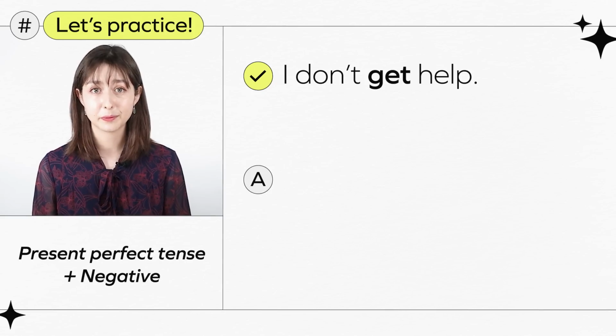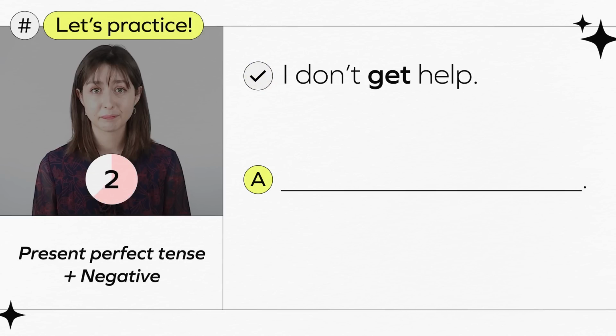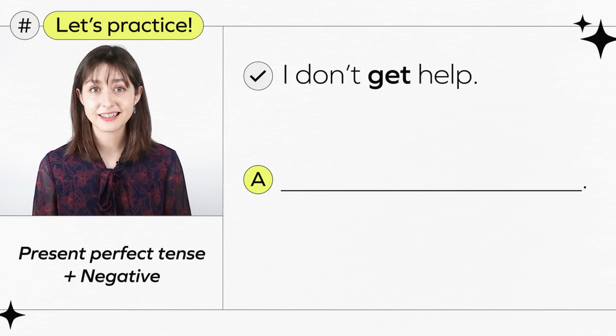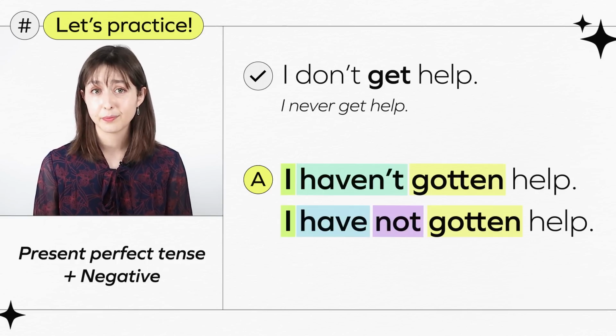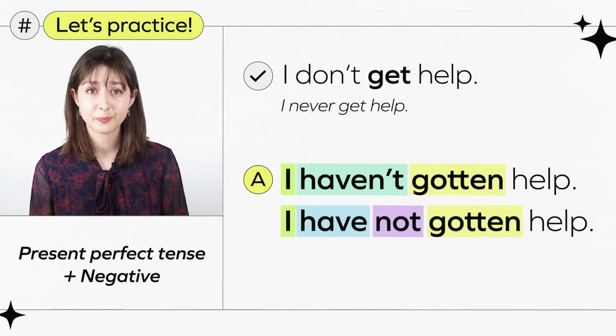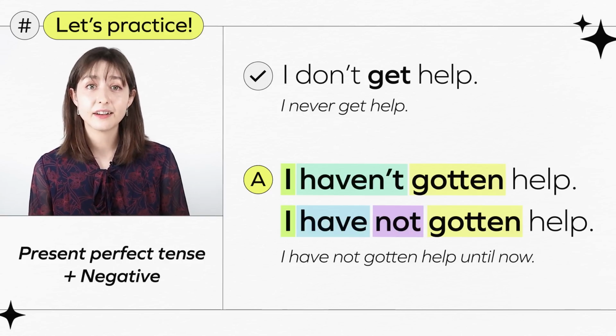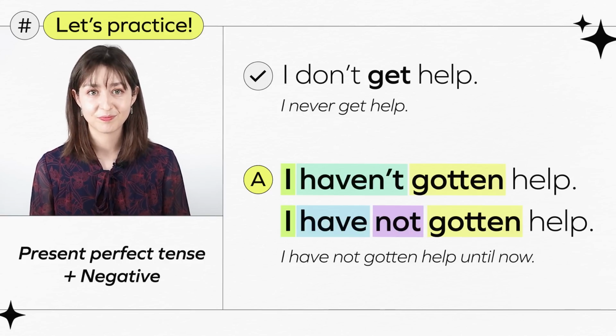I don't get help. Right, this is a negative sentence. It means I never get help. I haven't gotten help. I have not gotten help. This means I have not gotten help until now.